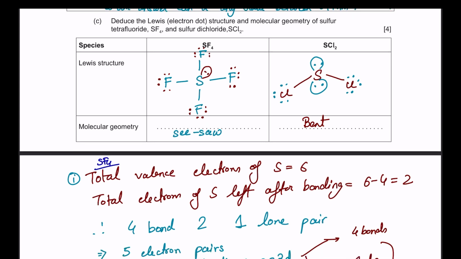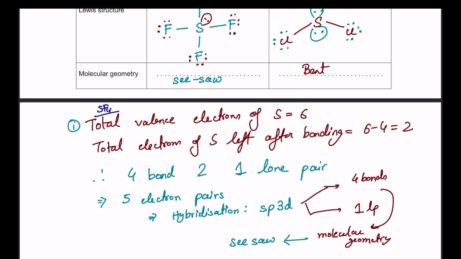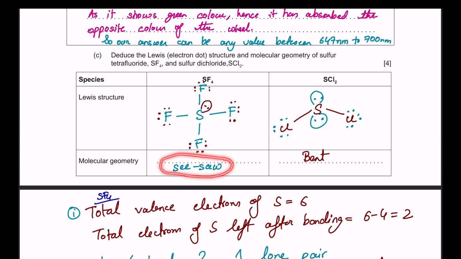Now about the molecular geometry. In total it has 5 electron pairs, right? 4 bond pairs and 1 lone pair. For 5 electron pairs, our hybridization is sp3d. You can add up s, 3p and 1d, it becomes 5. So sp3d will be our hybridization. Among sp3d, we have to look for the molecular geometry of 4 bonds and 1 lone pair, and that is the seesaw geometry. There is a list in all the books. You can follow that and you will find that the molecular geometry is seesaw.